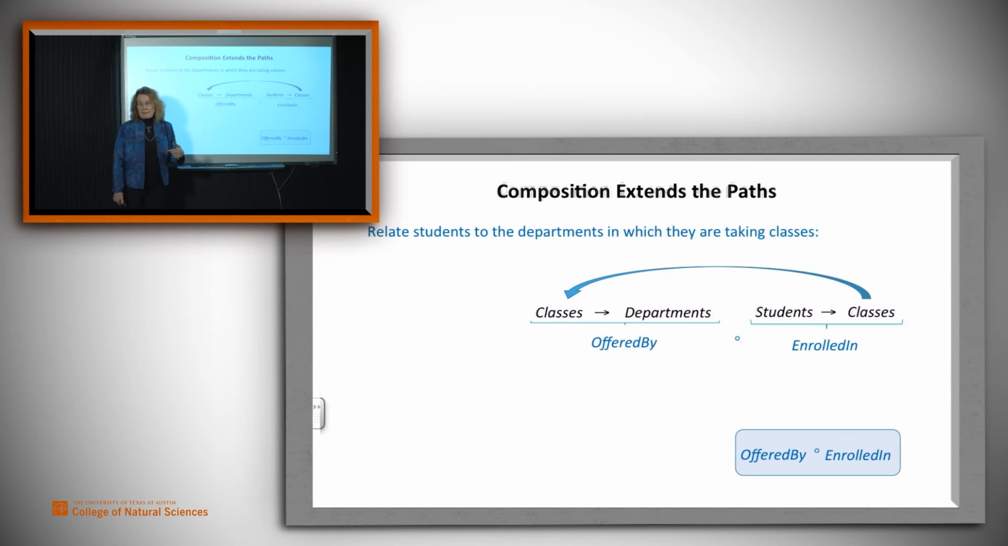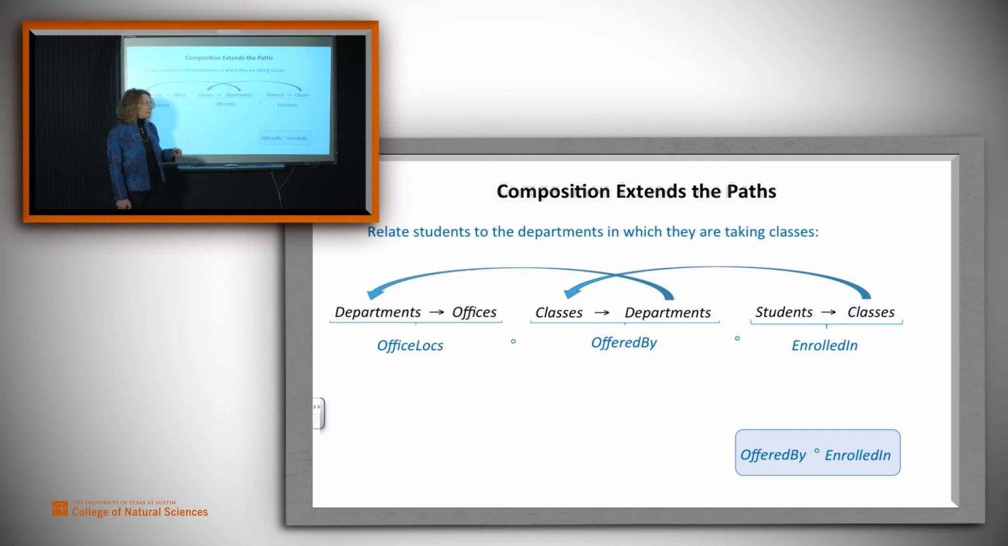Now, by the way, having done this to get 2 steps, we can get 3 steps or 4 steps. If we have more relations, we can do anything we want. So for example, suppose we have another relation. Let's call it office locations, and it relates departments to offices. If I wanted to relate students to department offices, just in case that student is taking a class from that department, let's say has to go get forms signed, then this composition, office locations, composed with offered by, composed with enrolled in, is going to give me pairs of students' offices.